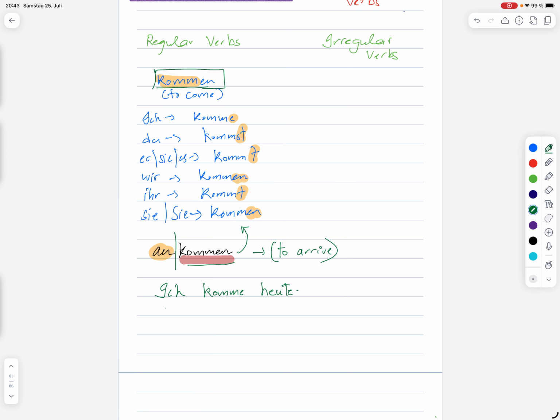So then in that case I will use this verb. We can remove the prefix from this verb and then conjugate the main verb. So ich komme heute an. So the prefix goes at the end of the sentence, right? So I did the conjugation as before, and the prefix of this ankommen verb which I used goes at the end, right?